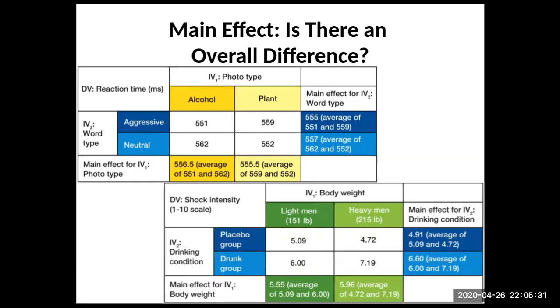1.7 actually. So I would say, even if it doesn't look like there's a main effect of body weight, there is a main effect of drinking condition, because 4.91 is significantly lower than 6.6 on a scale of 1 to 10. Hopefully you're still following with me.